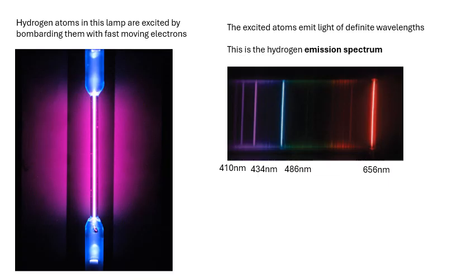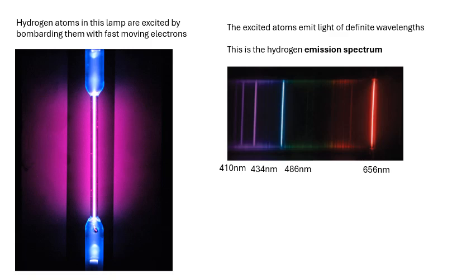So now this is a hydrogen discharge lamp. It's a lamp which has got hydrogen atoms at low pressure. And we excite these atoms by banging them with electrons. So we accelerate electrons and they bang into the hydrogen atoms and we get light. But we don't get ROYGBIV, we get light with very definite wavelengths. And that's called the hydrogen emission spectrum.